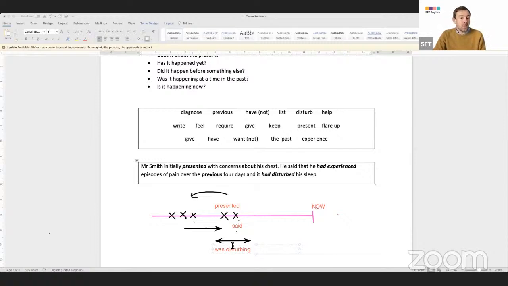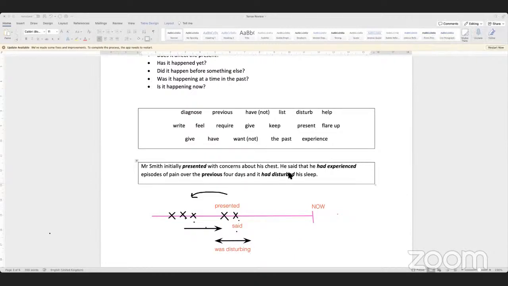Now, if you say it was disturbing, it can't be here. It had been disturbing could be in the past perfect, but was disturbing would be at the same time as when he presented. If you imagine he is saying, it is disturbing my sleep, it is disturbing my sleep, that's what he said when he presented. So you can look back and say it was disturbing his sleep.